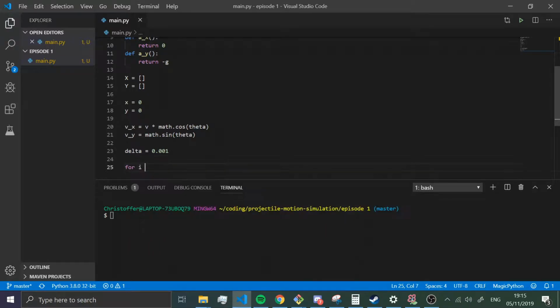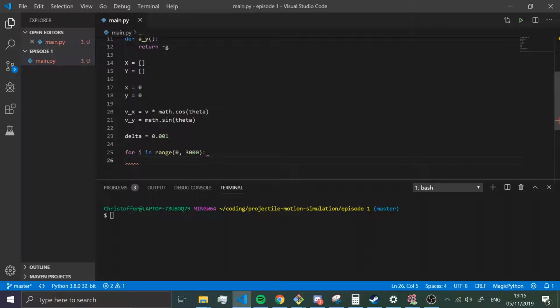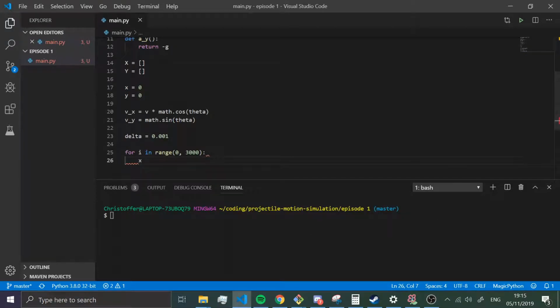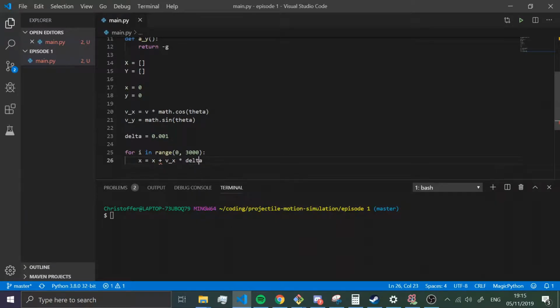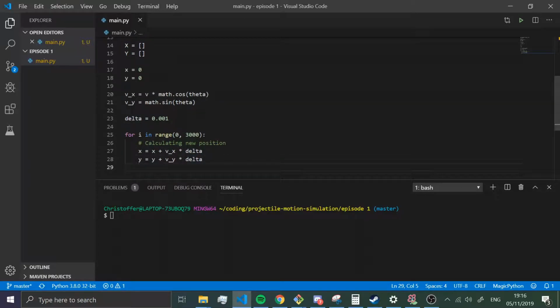So now we need a loop. I'll just do from 0 to, let's say, 3000. So what do we want to do inside the loop? This is when t goes to t plus delta t. Well, we talked about this. Let's go back to the drawing board. So first compute the x coordinate. x is going to be x plus the horizontal speed, which is vx times delta. And the same for y. y will be y plus vy times delta. And I'll just add a little comment to explain what's going on. So, calculating new position.